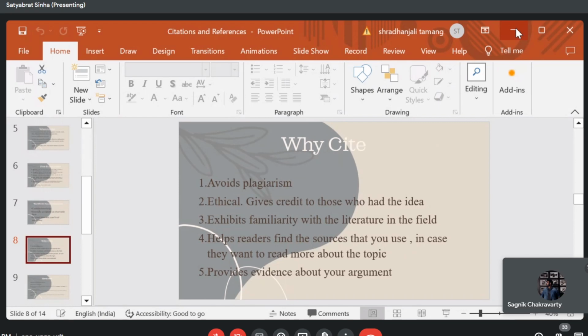So you should not present the words, or even the ideas, of someone else as your own without proper acknowledgement of the source. And any research writing, as I told you, requires supporting material from works by others, so you would be expected to cite the people, and cite them correctly, to credit them, even when you summarize or paraphrase information. So one is to avoid plagiarism, the other is that it is more ethical to give credit to those who had the idea.